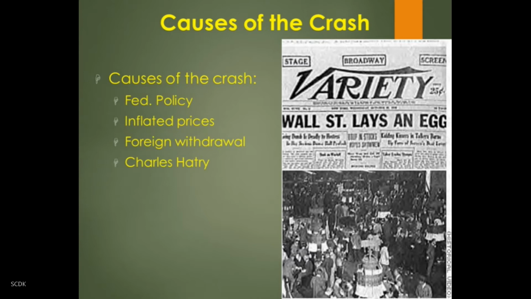In other instances, there were more direct causes. For instance, the case of Charles Hattrey in Great Britain. He was a major businessman in Great Britain, and a number of his businesses were starting to fail across the ocean. So he began to pull out some of his money from the American stock market that September. Now, he didn't single-handedly create the crash, but as he and some other investors began to sell off some of their holdings, that contributes to the market going down.